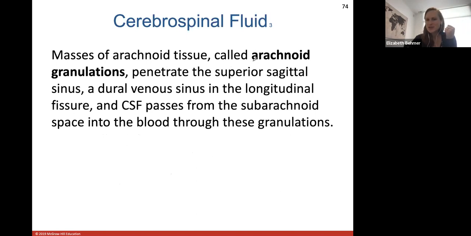Masses of arachnoid tissue called arachnoid granulations will penetrate the superior sagittal sinus, which is a dural venous sinus, so a big vein, and cerebrospinal fluid eventually passes from the subarachnoid space into the blood through those granulations. So cerebrospinal fluid bathes the vein, it cleans it, it gets away any waste material, and it eventually will go back into this venous sinus, so it'll get back into cardiovascular circulation as it cleans out all the waste materials in the brain.